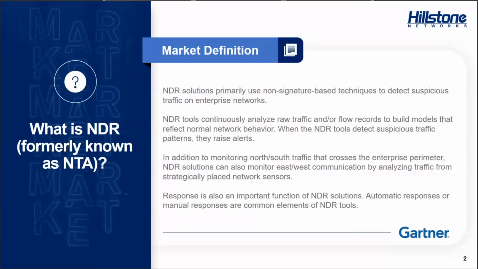And also a valid NDR solution should provide very good traffic visibility, both north-south traffic visibility and east-west traffic visibility. North-south traffic visibility mostly refers to the traffic going in and out of the network gateway. And east-west is more focused on the intranet or inside the data centers. So this is the market definition from Gartner.